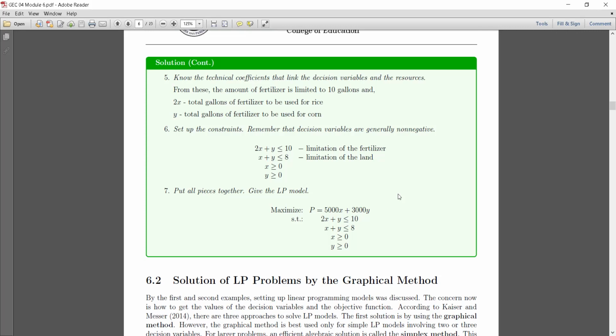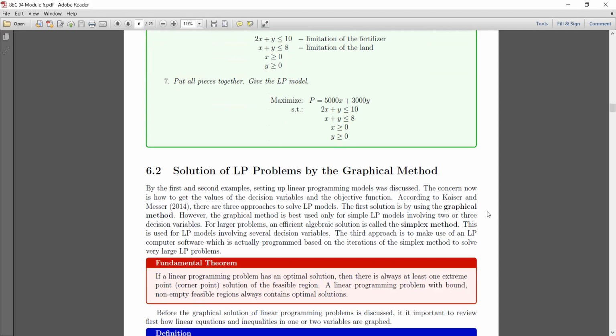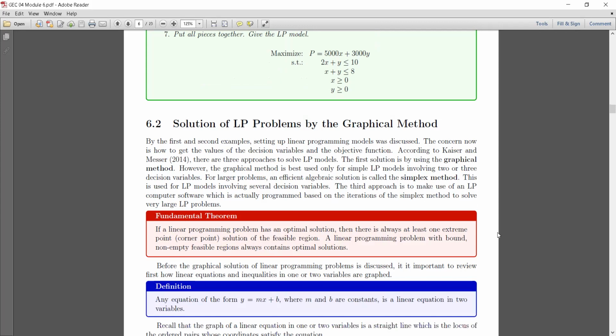Construct ng isang linear programming model. So next naman, since alam na nating mag-set up ng mga LP models, ang kailangan naman nating gawin is to solve yung mga sinet up natin na LP models. Okay? So paano natin siya isosolve? So yung first solution is using the graphical method, and yung other solution is called the simplex method. Okay? And meron pa tayong third na solution, pero ito na yung gagamit ka ng computer software.